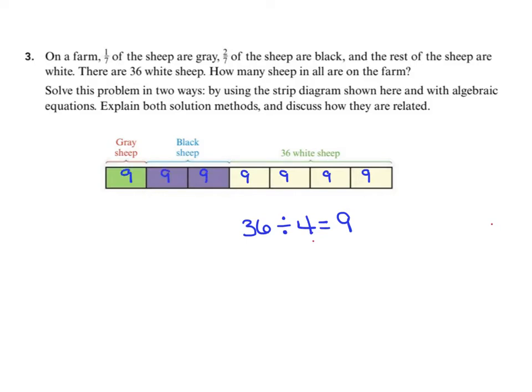That means that there are 2 parts representing the black sheep, or 2 groups of 9, and the gray sheep is exactly 9. The total will be 7 groups of 9. 7 times 9 means there are 63 sheep in total.